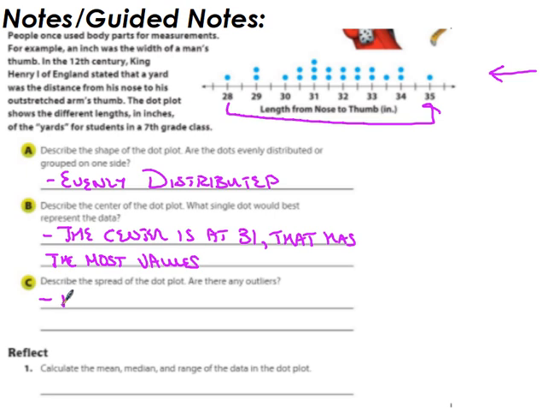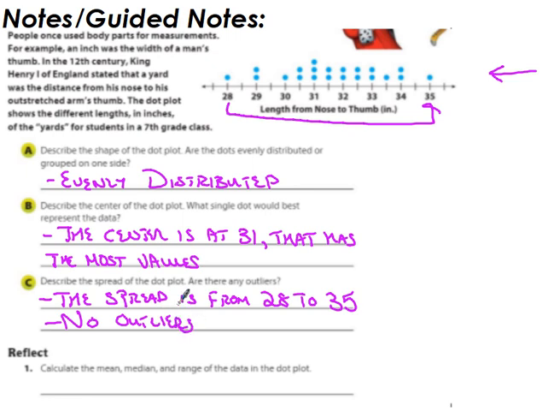So the spread is from 28 to 35, and I would say no outliers. Some might try to argue with me and say that 28 is an outlier, but 29 has 2 data points right next to it. It's not that far off the data, so I would not call that an outlier.